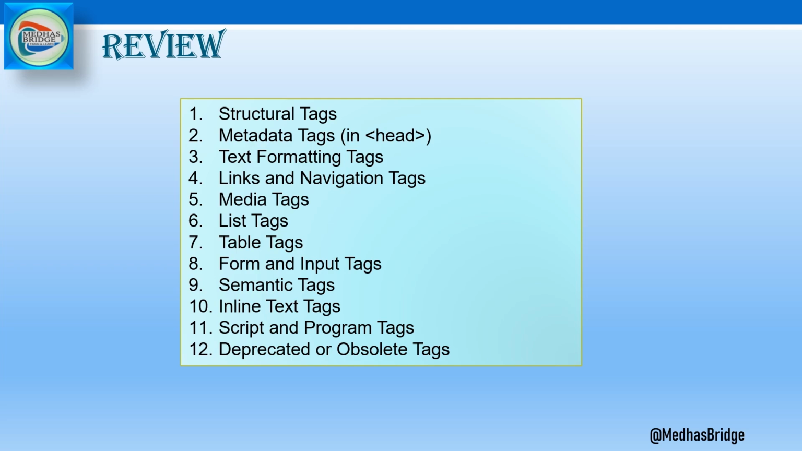Let's review. In this session, at a high level, we covered different types of HTML tags. The types of HTML tags listed here are: structural tags, metadata, text format tags, links and navigation tags, media tags, list tags, table tags, form and input tags, semantic tags, inline text tags, script and program tags, deprecated or obsolete tags. In the next sessions, we will see with examples how each type of tag, and the subset of tags which we can leverage for web development.